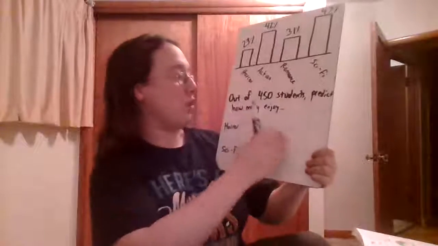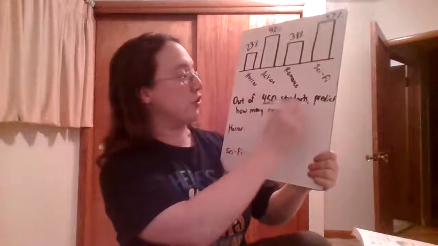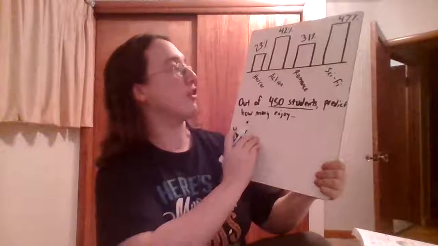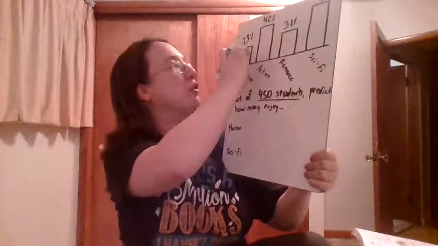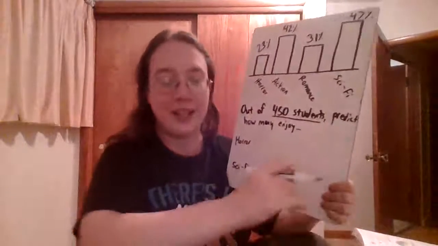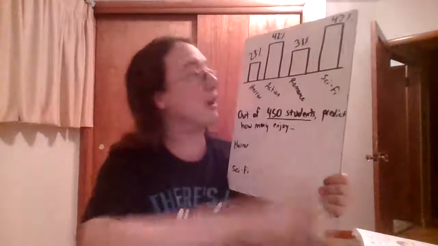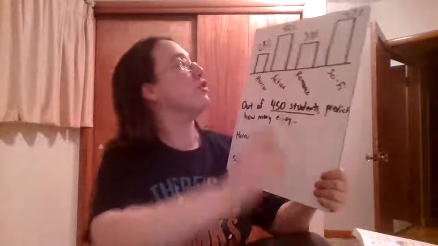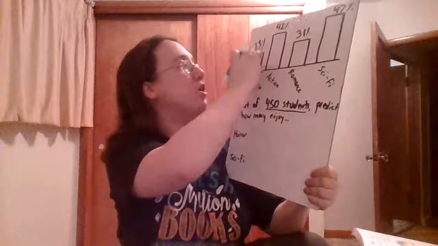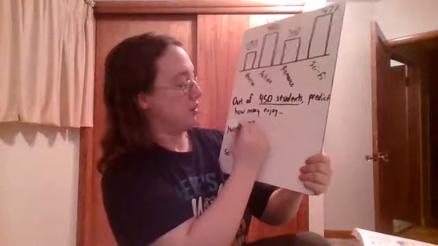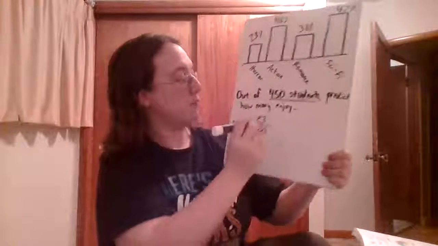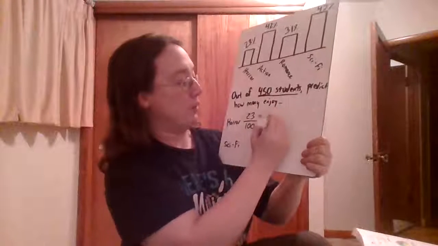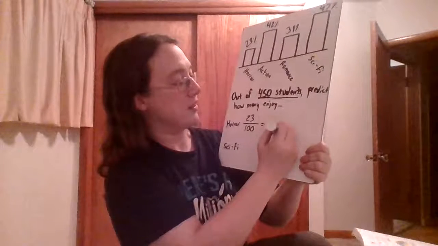But for now, we just want to know, out of 450 students, we want to predict how many would enjoy horror movies. Well, we've got 23% of however many we surveyed, and if we just have percents, it doesn't actually matter what this is out of, because percents are always out of 100. So we know 23 out of 100 preferred horror movies, and we want to know, well, how many would that be out of 450?